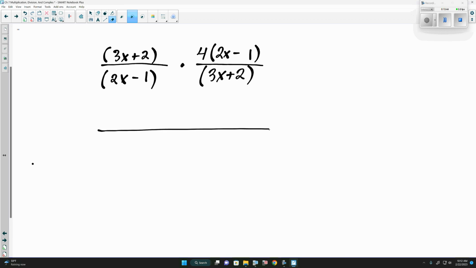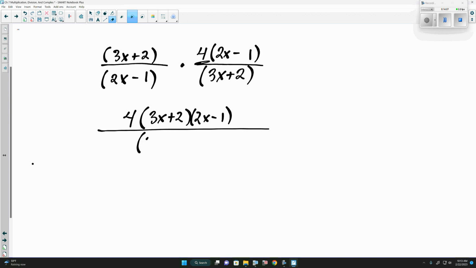Now at this point here, we can multiply the numerators together. Any term outside the parentheses, I will multiply those together and move them out front. Well, the only term we have outside the parentheses is the 4, so it moves out front. And we multiply our parentheses together. So we'd have 3x plus 2 times 2x minus 1.